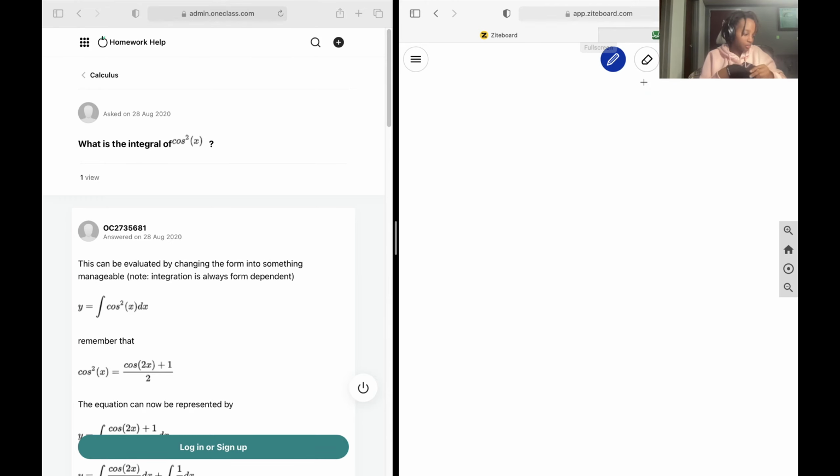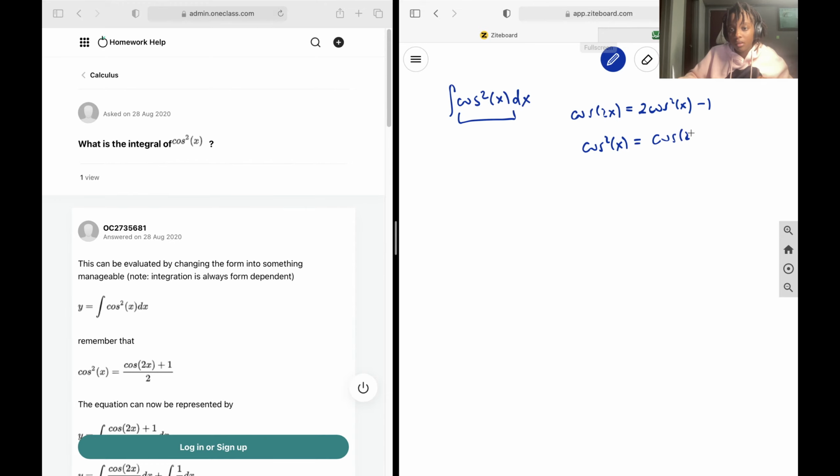So for our next question, you want to find the integral of cos squared x, and we're just going to use a double angle formula to express this in a way that is easier to integrate. The double angle formula is cos 2x equals 2 cos squared x minus 1, which means that cos squared x is going to be (cos 2x plus 1) over 2.